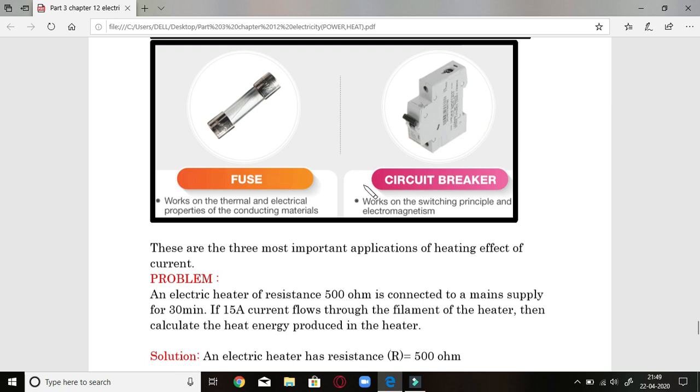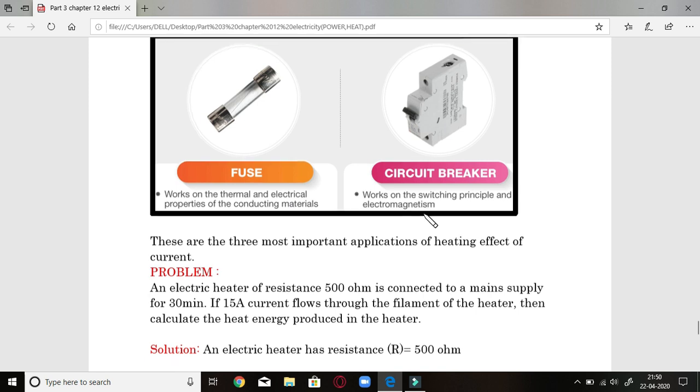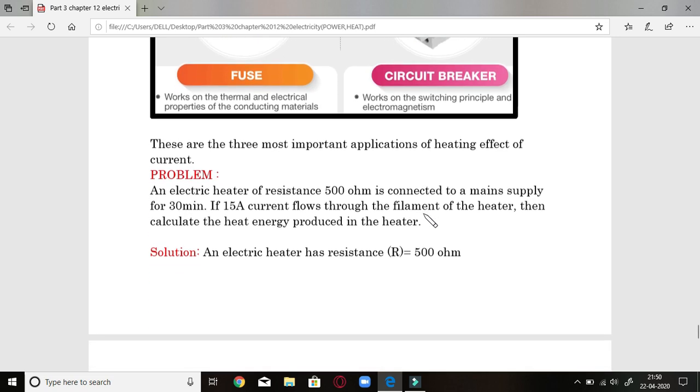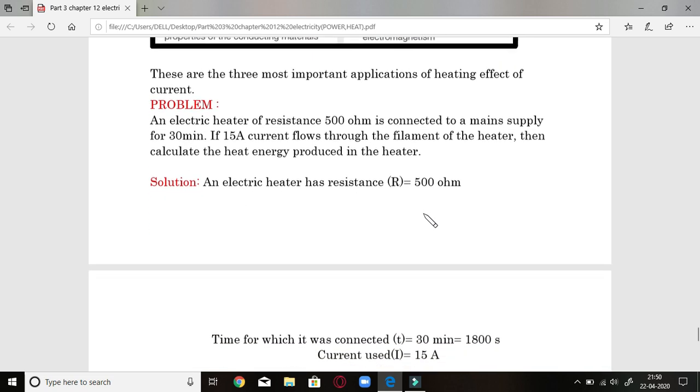There is a difference between the fuse and the circuit breaker, students. The fuse works on the thermal properties of the conducting material, meaning the heating effect of current, whereas the circuit breaker works on the electromagnetism principle. So there is a difference between them: this works on the heating effect, whereas it works on electromagnetism. So these are the three important applications of the heating effect of current. I hope you understood it thoroughly.